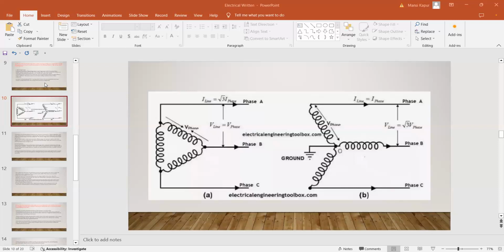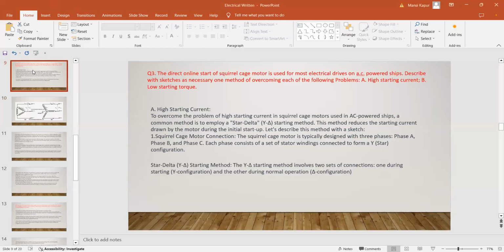In this sketch we are going to discuss what is happening when your motor is star connected and what is happening when your motor is delta connected. So can you tell me which side is star connected and which one is delta connected? Figure B is star connected and figure A is delta connected.